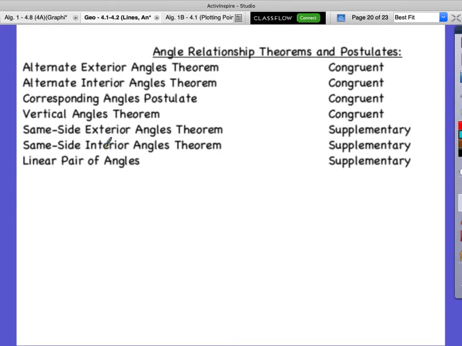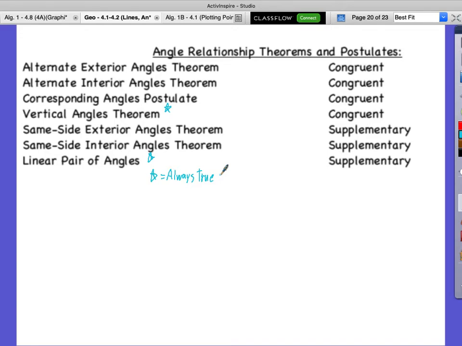And linear pair are always supplementary, okay? So if we could put a little star here and say, hey, these two stars, okay? Star means that they're always true. But when are the other 5 true? Only when the two lines are parallel, okay?